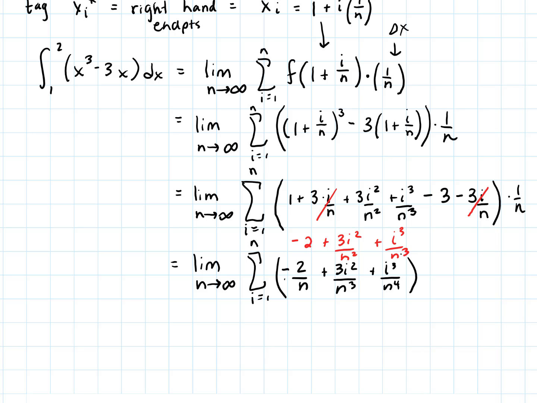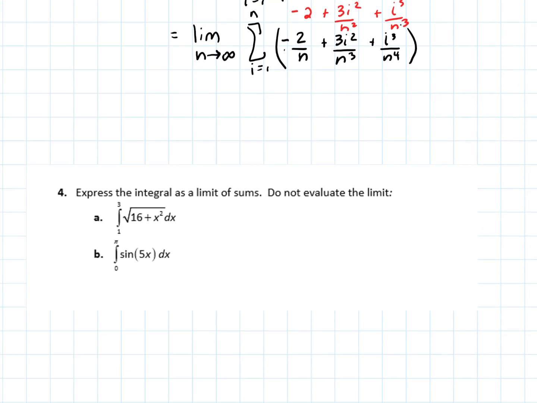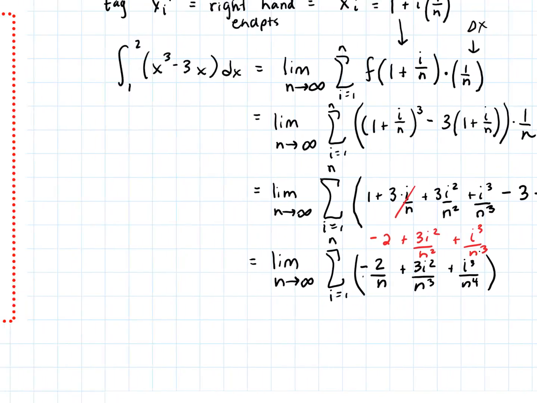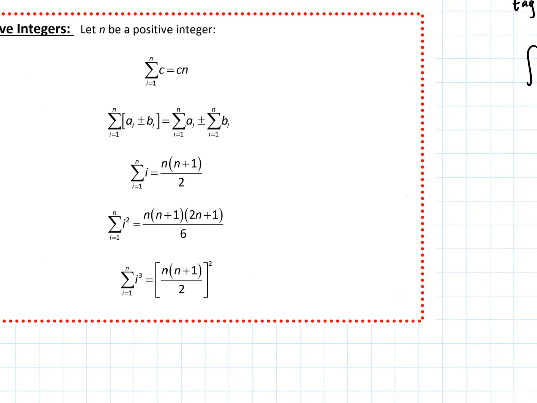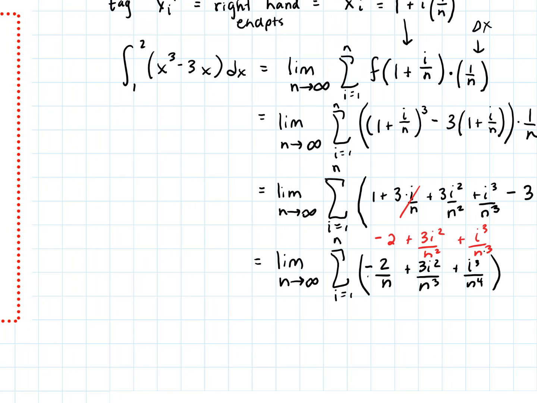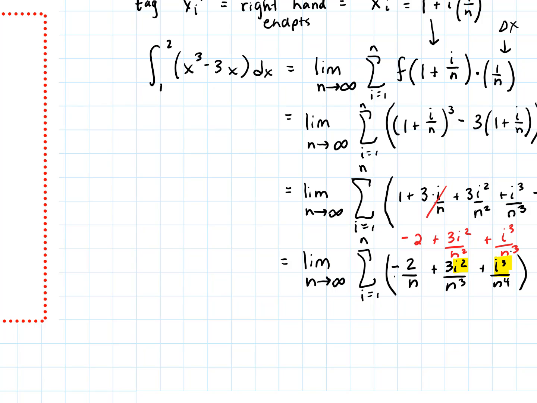sum rules, and I have those sum rules down here. So let's go ahead and actually I had them off to the side. I know I have them somewhere. Here they are. So let's go ahead and use our sum rules because I see that we have an i squared and an i cubed. We also have a constant. So we've got the constant minus 2 over n, and we also have the i squared and the i cubed.